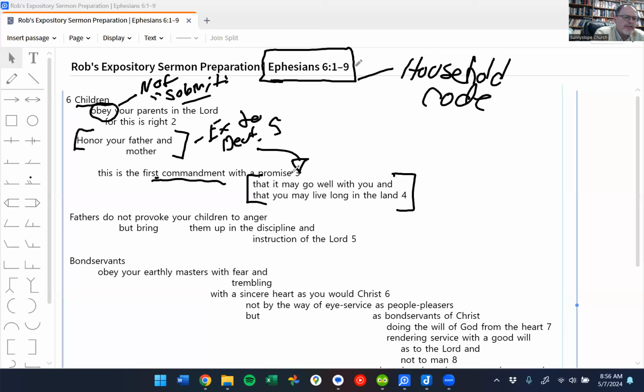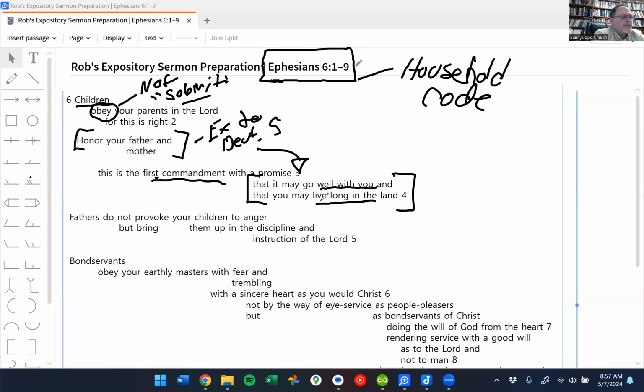So we have to ask, well, what does it mean that it will go well with you in the land? What does it mean that you may live long in the land? There are different interpretations. When you read that this is a commandment with a promise that it will go well with you and you'll live long, of course, the question is, well, there are lots of children who do obey. There are lots of families where there is obedience, and yet it doesn't always work out going well, right? So we have to grapple with that a little bit.